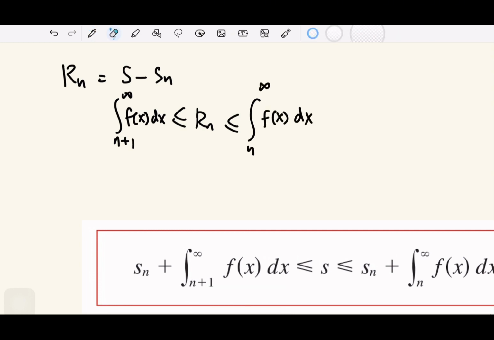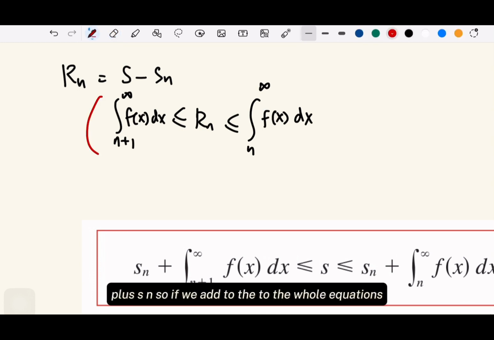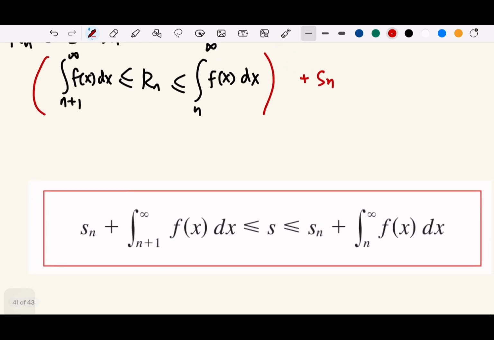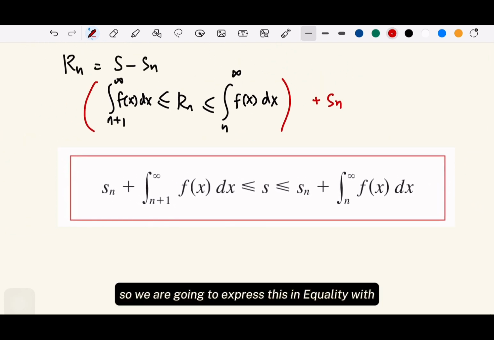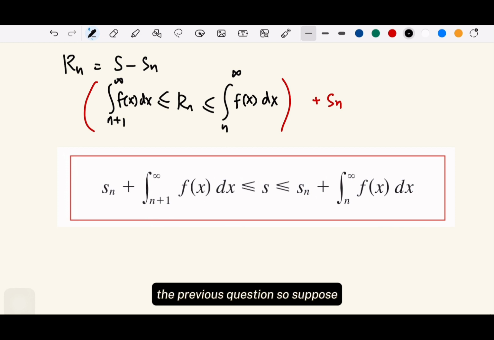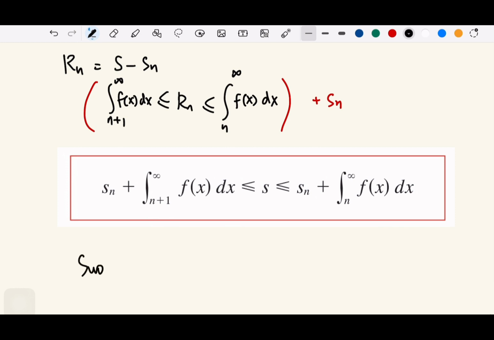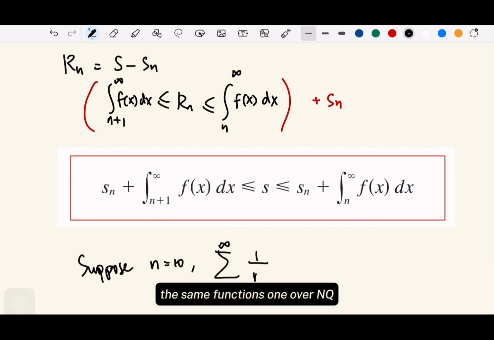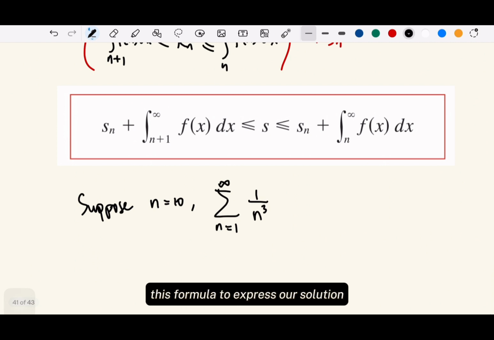If we add Sn to the whole equation, we are going to have Rn plus Sn equal to S. So we get another equation that can be used. We are going to express this inequality with S and also Sn. For example, in the previous question, suppose n is equal to 10, and we evaluate this series, the same function, 1 over n cubed. Then we can also use this formula to express our solution.